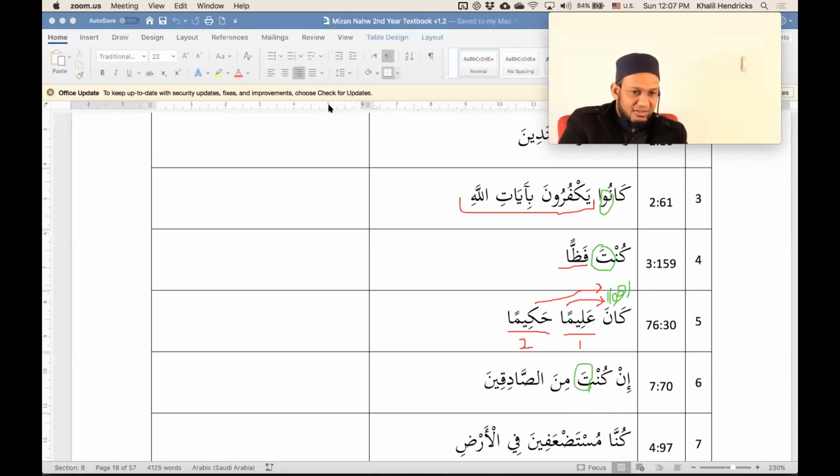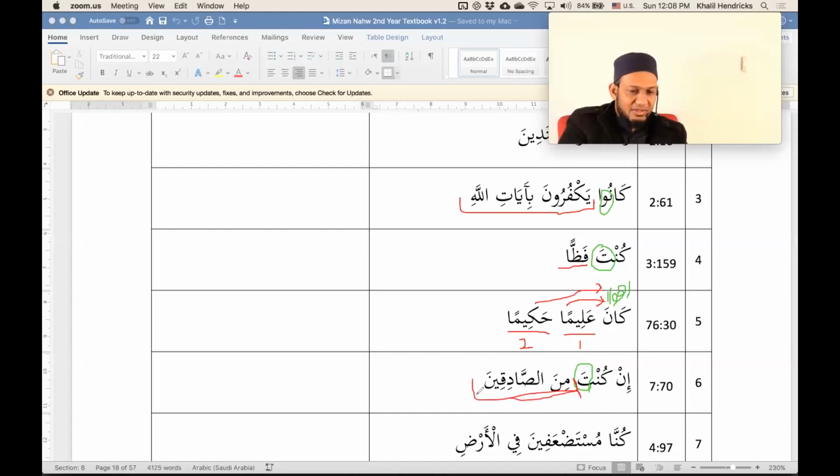Where's the khabru kana? صادقين. Okay, what about the min? Min is a preposition, so it's a حرف جار, and therefore صادقين must be what? اسم مجرور. So therefore صادقين can't be the khabar. You with me? So if I ask you from a meaning point of view, what is being said about you in kunta? What's the news about you? From the truthful. So this whole part is the news.